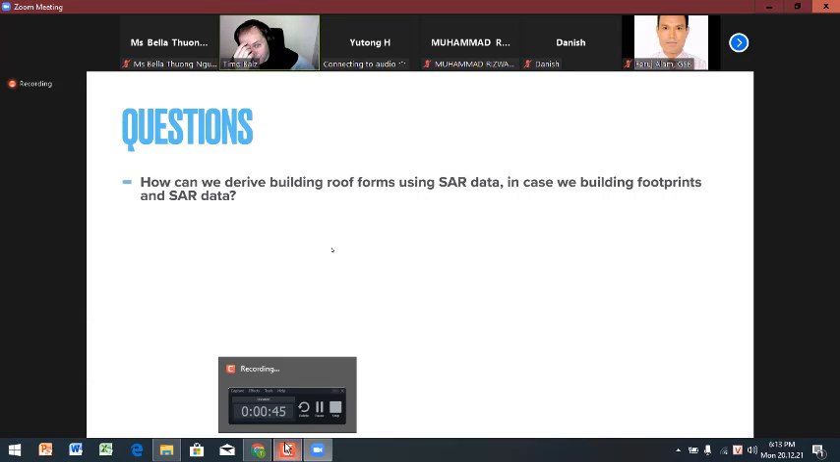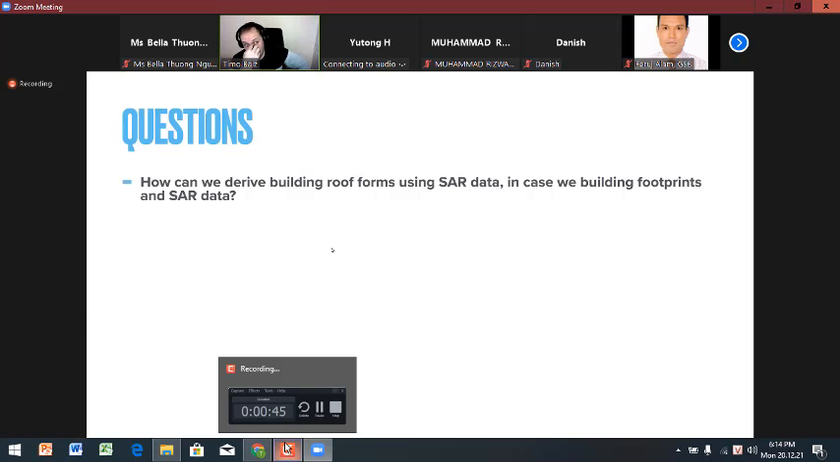How can we derive building roof forms using SAR data, in case we have a building footprint and SAR data? Well, honestly, I wouldn't know. So, okay, let's say you want to use interferometry for that, to get the height information. Now, the main problem you will most probably face is that you will get too few measurement points on your building to really reconstruct the roof form.